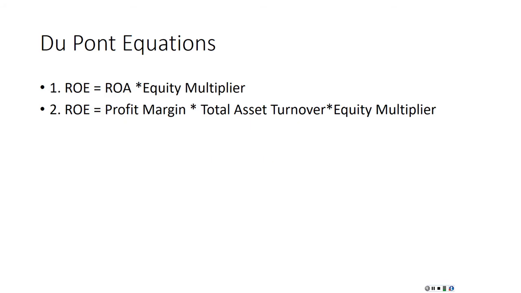The two major DuPont equations we look at in this chapter: the first one is that the return on equity is equal to the return on assets times the equity multiplier, which reflects our level of debt use. And the return on equity is equal to the profit margin times total asset turnover times the equity multiplier. Equation 2 implies that the return on assets is equal to the profit margin times the total asset turnover.